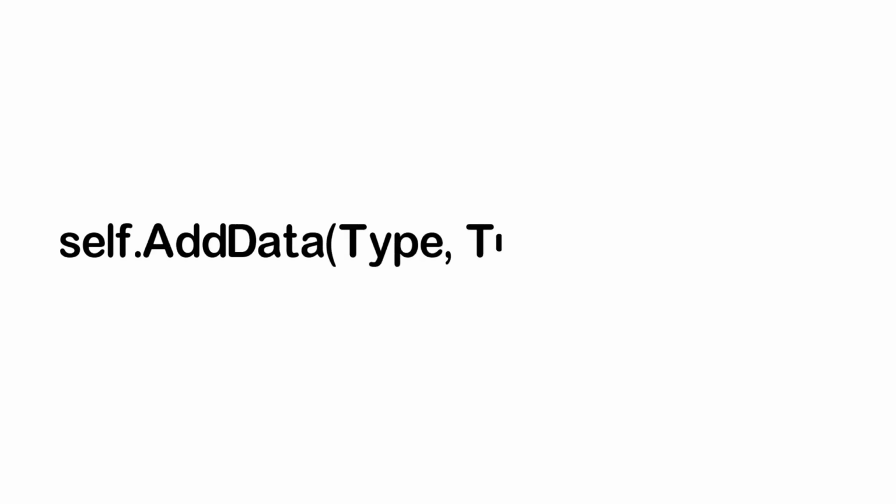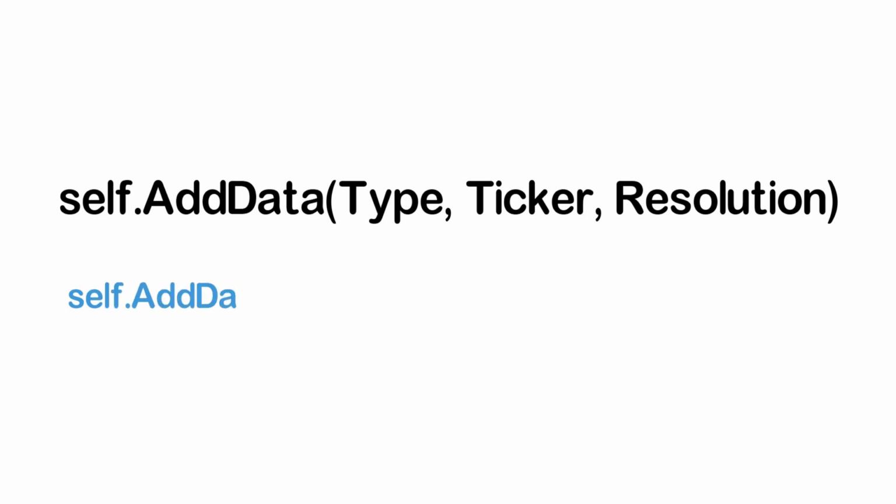To add custom data, you can use the AddData method. You usually would do this in the Initialize method of your algorithm, since you only want to do this once in the beginning. AddData takes 3 arguments. The first one is the type of data that you want to add. Usually you would have to create a custom class for this and use this class as the type. You will see a concrete example of this in a few minutes.